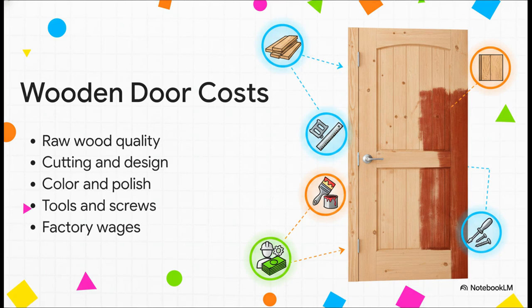Let's walk through a more physical example. Imagine a client orders a custom wooden door. Every single component involved there is a direct, unavoidable expense of creation. We're talking the quality of the raw wood, the labor for the cutting and design, the specific color and polish applied to it, the actual physical tools and screws used to hold the whole thing together, and of course, the factory wages paid to the carpenter. Every single one of these costs is directly attached to the physical existence of that specific wooden door.